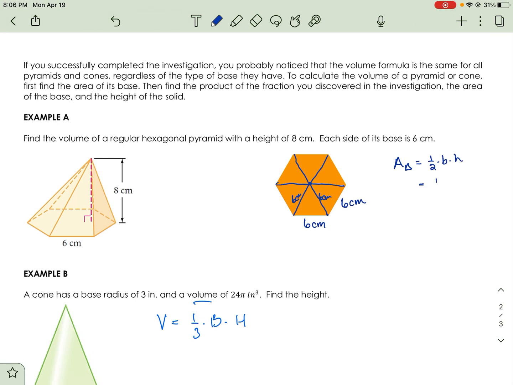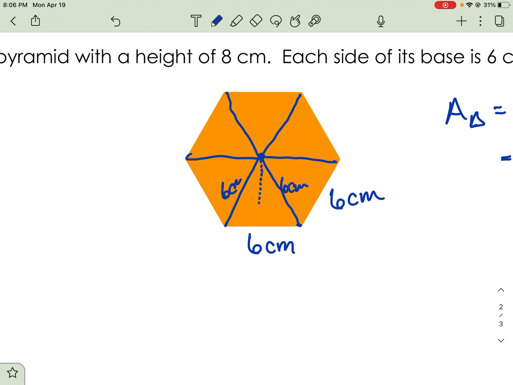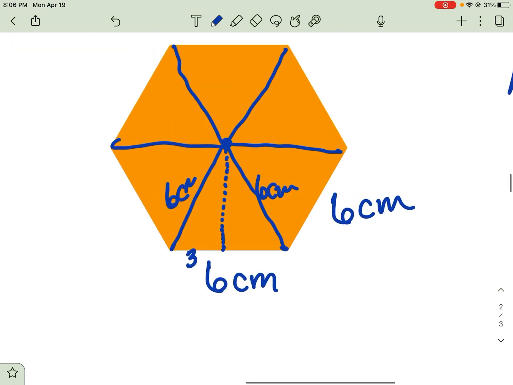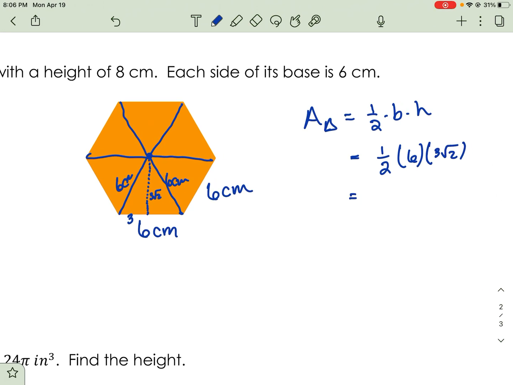So you have 1/2 times the base of that triangle, which is 6. To find the height, we would need to break this up and find that height right there. When we do that, that creates a 30-60-90 triangle. We know that the short side of that triangle is 3 centimeters, which means that the long leg is going to be the square root of 3 times 3. So this would be 3 square roots of 3. And so our height of that triangle is 3 square roots of 3. We go ahead and multiply this. Half of 6 is 3. 3 times 3 is 9 square roots of 3.